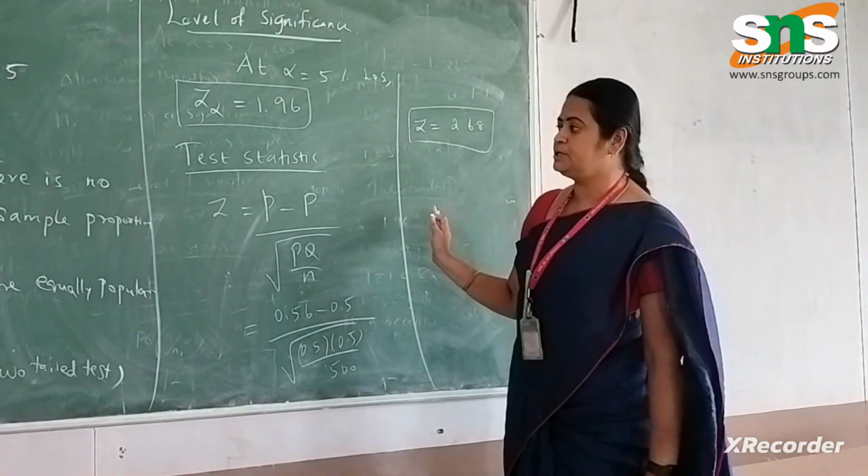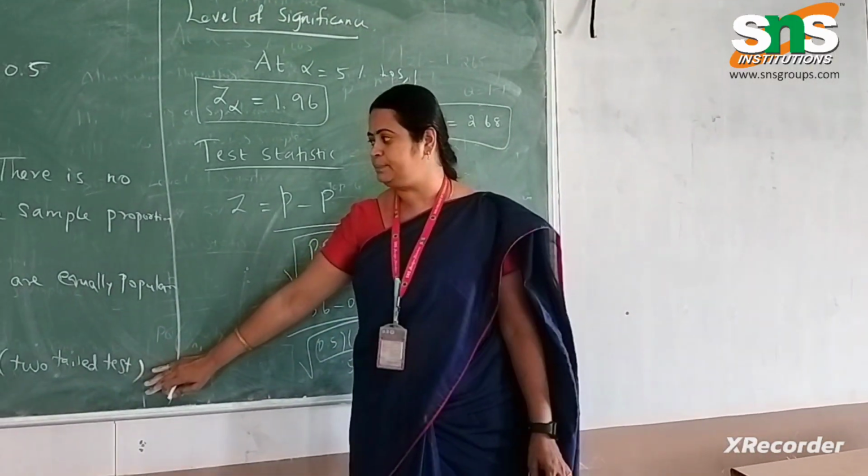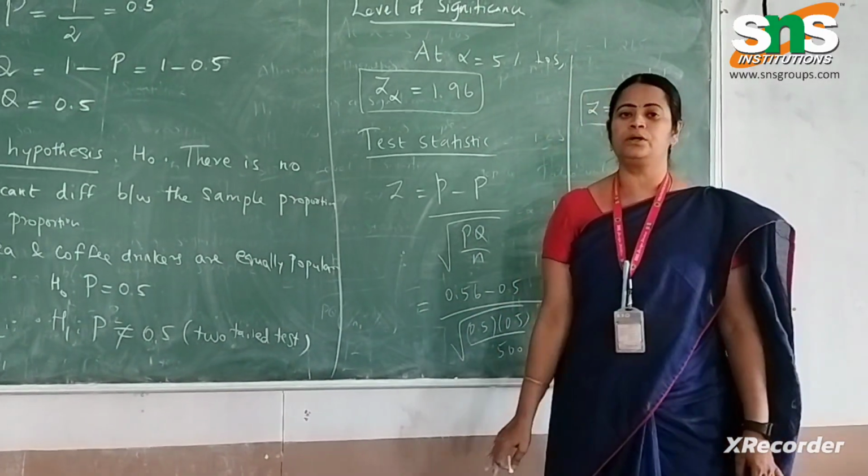Here the calculated value is greater than the tabulated value, so H0 is rejected. That means H1 is accepted. Hence tea and coffee drinkers are not equally popular.